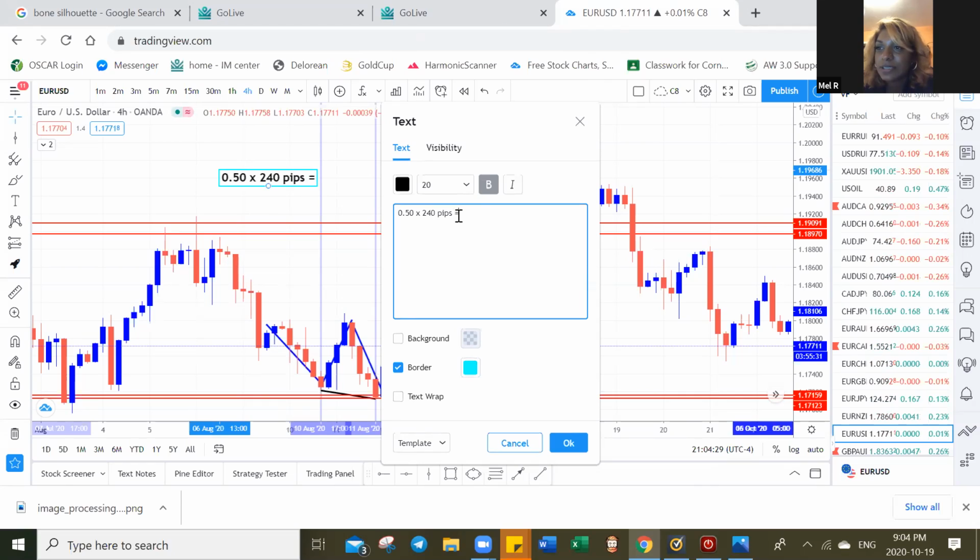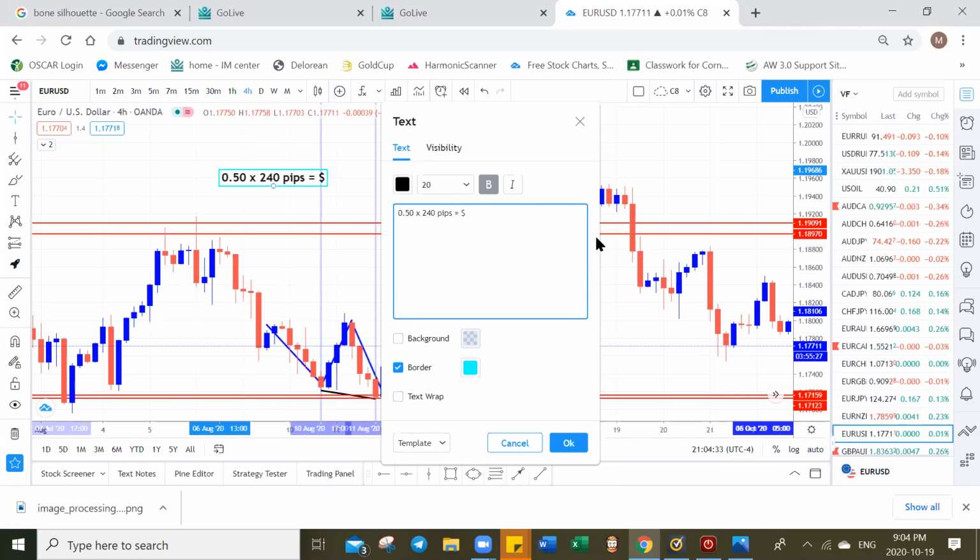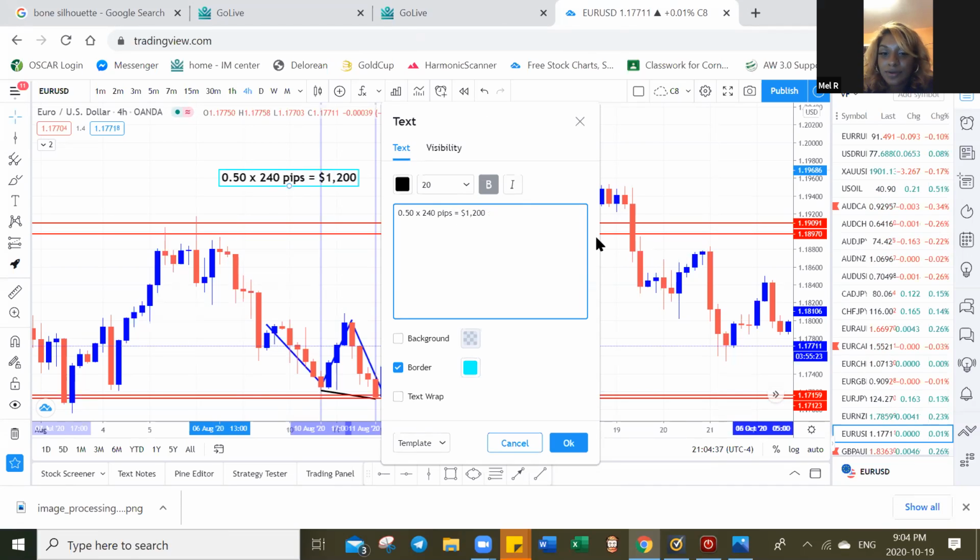Somebody tell me, I can't do the math. Somebody tell me what this equals to. 1,200. Seriously? 1,200. Yeah. Okay. Let's do a 0.02, which is 20 cents per pip.